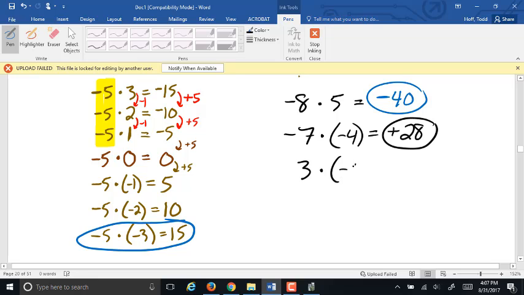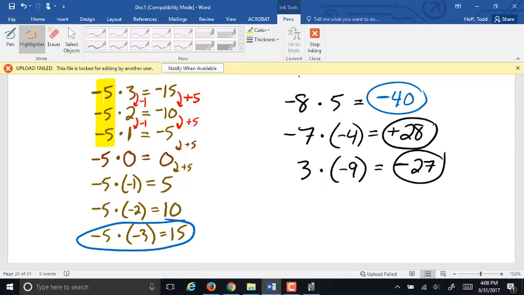3 times a negative 9, is the answer positive or negative? Negative, good, because a positive times a negative has to be a negative. 3 times 9 is 27, so it's negative 27.